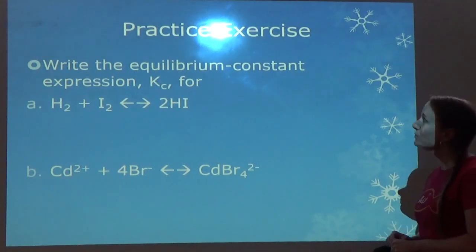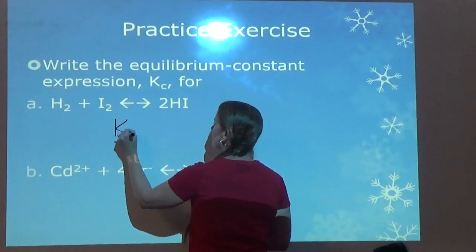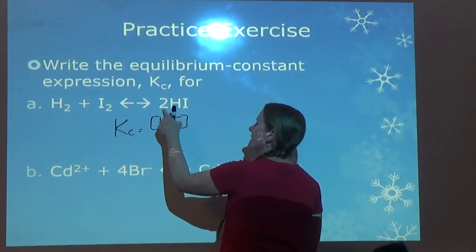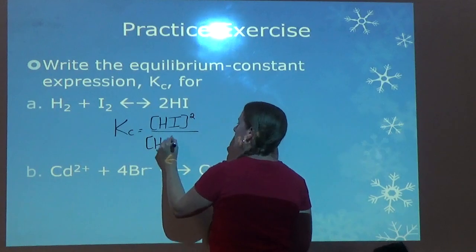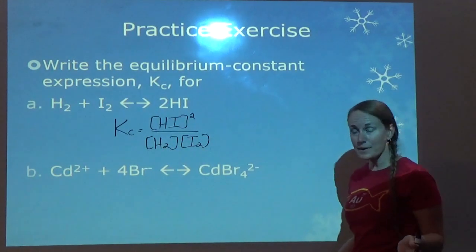So it says write the equilibrium constant Kc for the following reactions. So hopefully you did just like I showed you. So you have products, so in this case HI, but it's going to be squared over reactants. So we have H2 times I2, just like that. So hopefully you got that right.